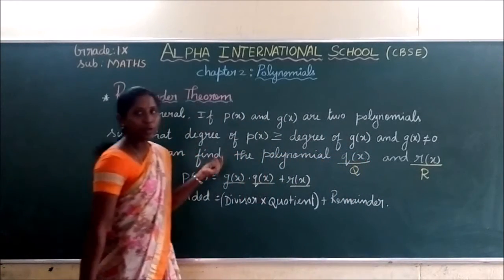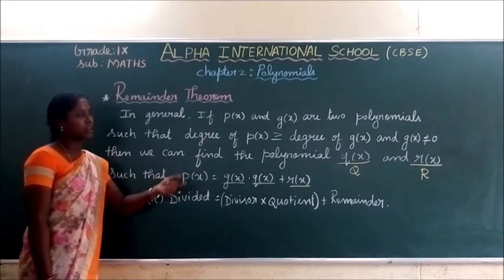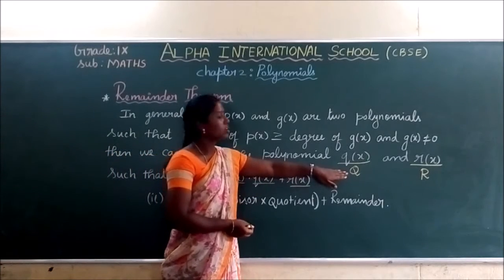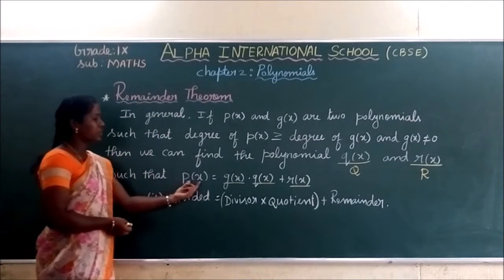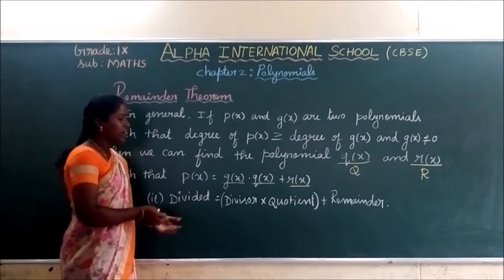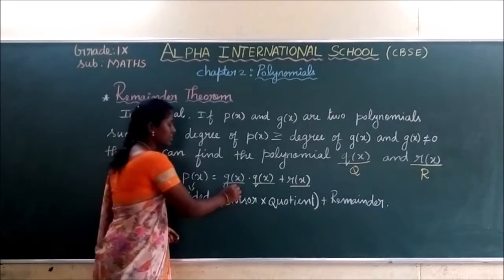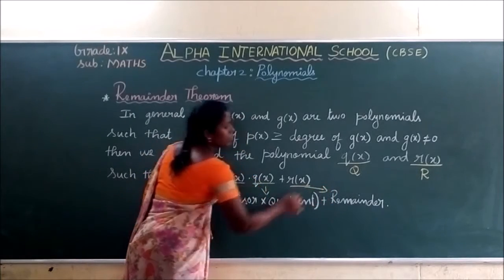If you are dividing p of x by g of x, we can find two other polynomials as quotient and remainder. Generally, we give them the names q of x and r of x. Now, see the relationship: p of x is the dividend, g of x is the divisor, q of x is the quotient, and r of x is the remainder.